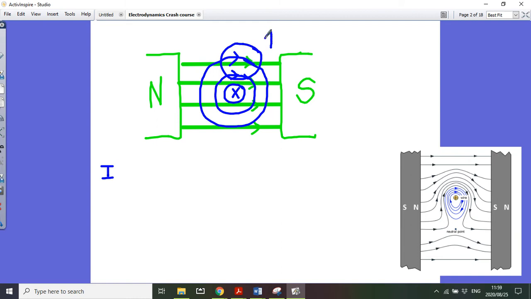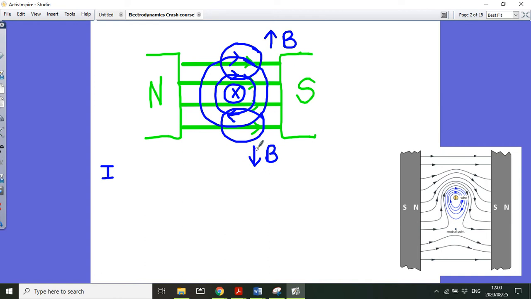So I form a stronger, or a more dense, magnetic field. At the bottom, the blue lines are going this way and the green lines are going this way. So these lines here are going in opposite directions, which means they cancel each other and I form a low density magnetic field, or a weaker magnetic field.